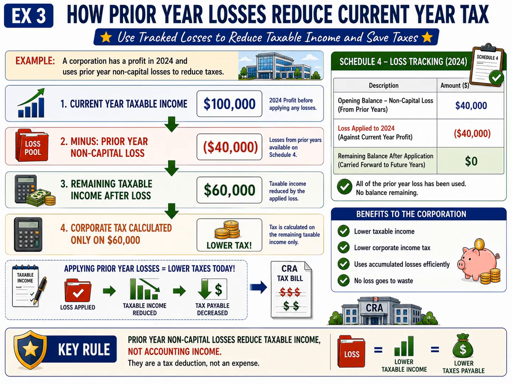The overall calculation is straightforward. Start with the current year's taxable income. Subtract the available prior year non-capital loss. Calculate corporate tax only on the remaining taxable income. Then update Schedule 4 to reflect the amount of loss that has been applied and the balance, if any, that remains available.